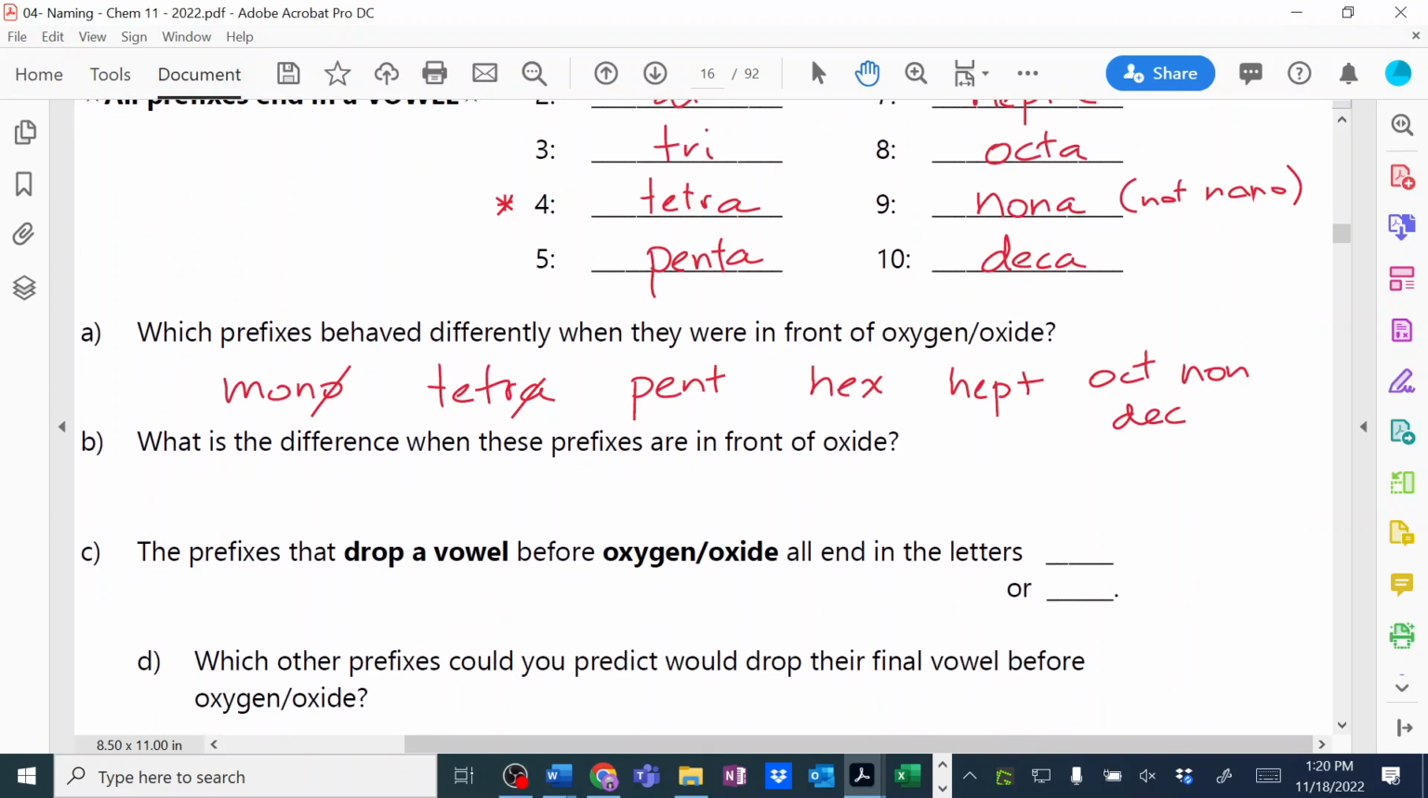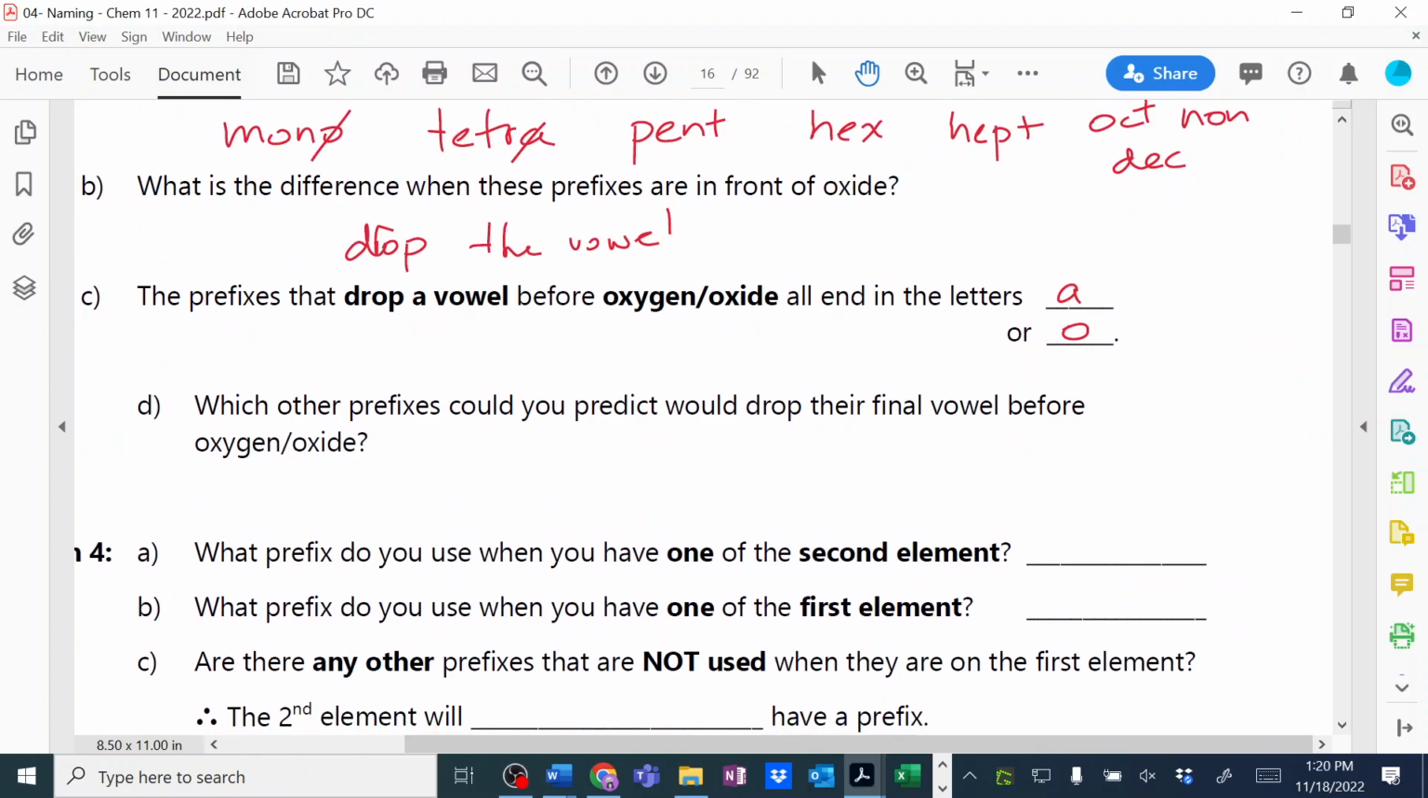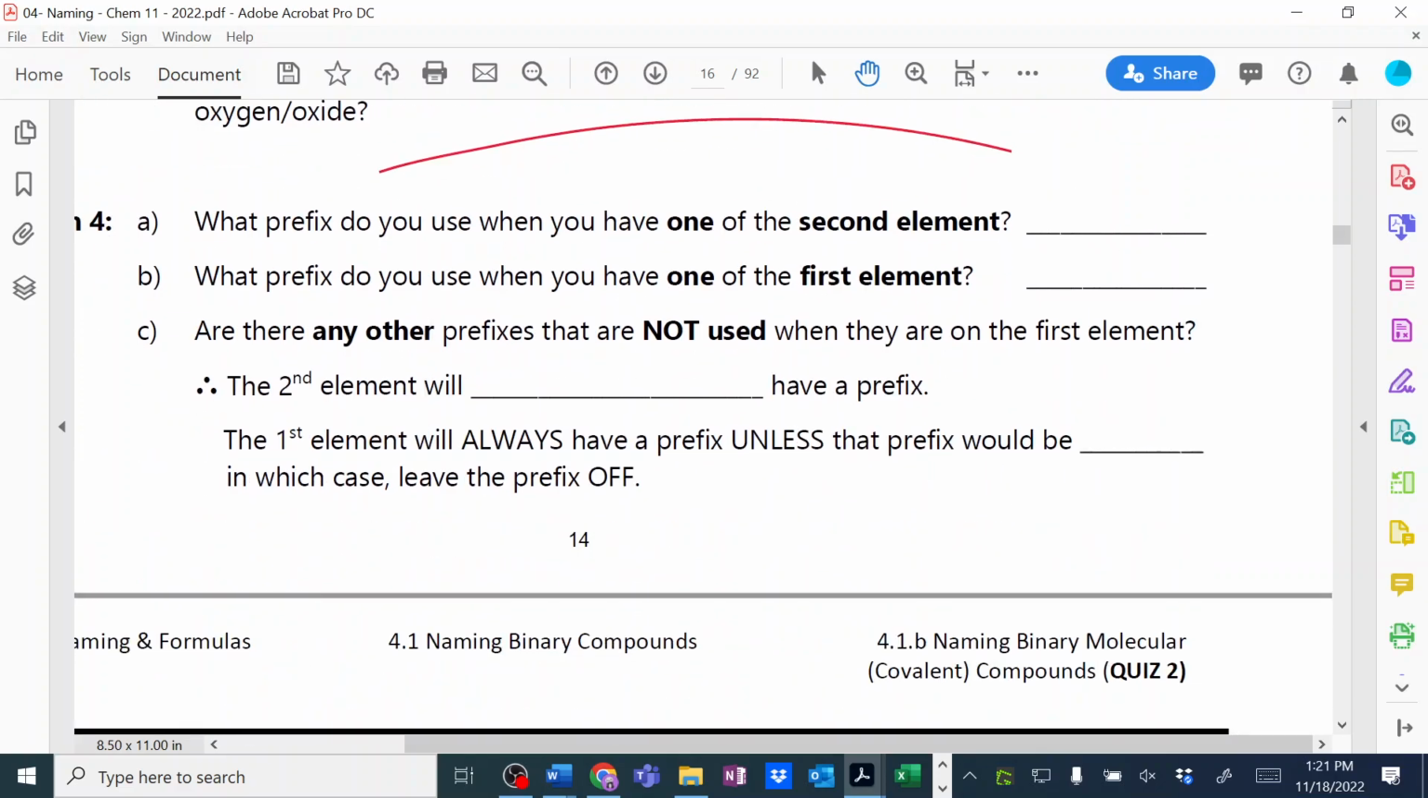I don't think we need to answer this question because we just did it. We dropped the vowel. The prefixes that drop a vowel all end in the letters what? A or O. Which other prefixes could you predict would drop their final vowel? We already did that. Never mind. Okay. What prefix do you use when you have one of the second element? Mono. What prefix do you use when you have one of the first element? You don't. We do not use it.